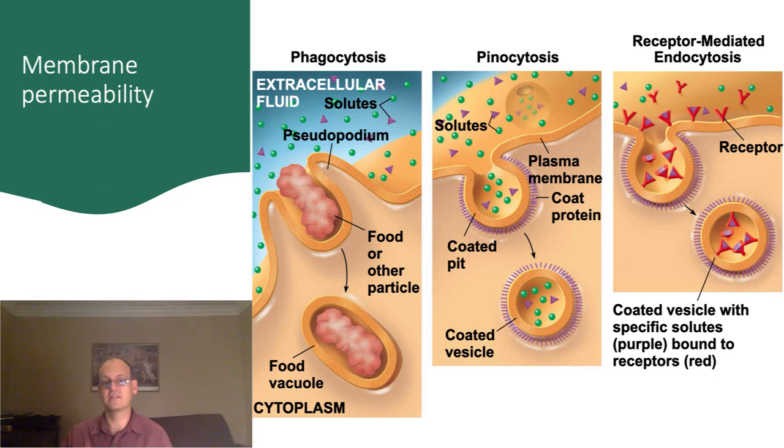Both pinocytosis and receptor-mediated endocytosis make use of coated pits. The coat protein allows the cell membrane to pinch inward and form a vesicle. When the contents of the vesicle have been digested by the cell, the coat proteins are recycled back to the cell membrane.